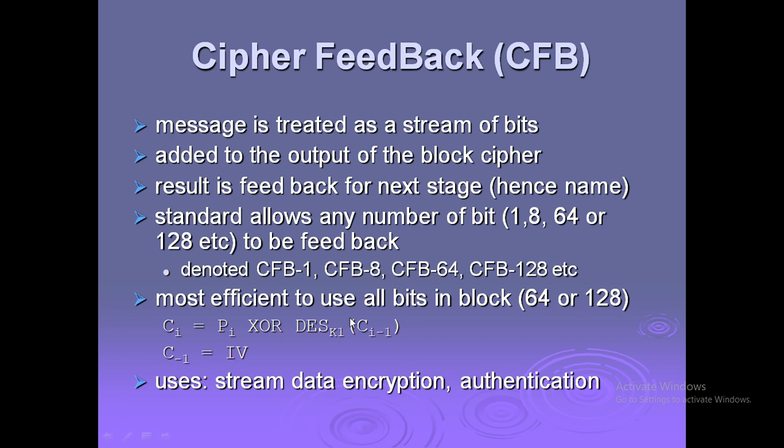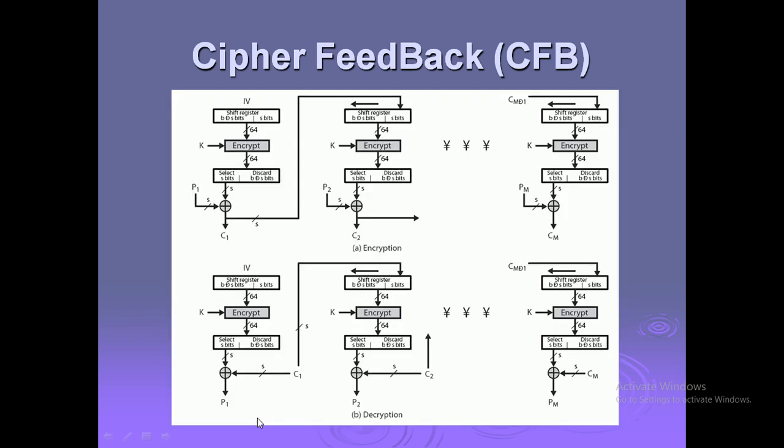This is the formula here for encryption, and the application of this mode is stream data encryption and authentication. And this is the diagram. Here is the initialization vector shift register, and we encrypt the first initialization vector by using key K. Then we select S bits, the most significant bits, and we discard the B minus S bits, and then these S bits are XORed with the S bits of the plain text, and we get S bits of ciphertext.